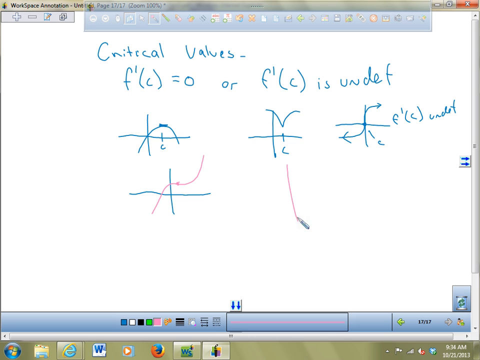I could also have asymptotes at critical values. If this is c, I could have something going like this, and I have nothing going on there except for an asymptote. So f prime of c is undefined. I could also have something called a plateau. Well, this is kind of like a plateau, but you could also have functions that start like this, and then they're flat for a while, and then they bounce up, okay? So you could have all kinds of things happening at these critical values, but what you need to do is check what's happening there, okay?